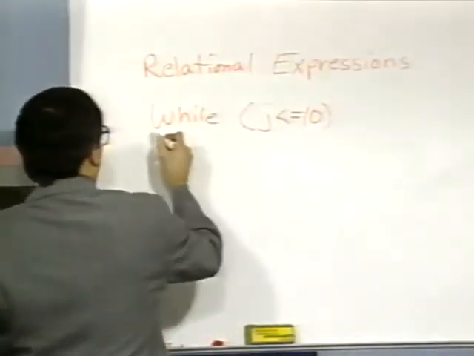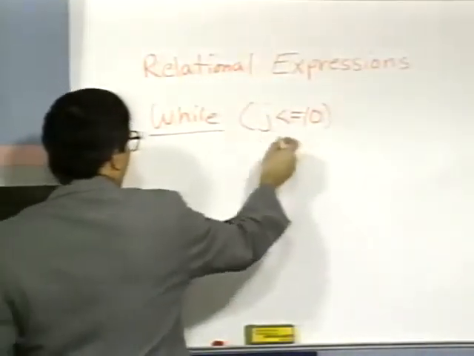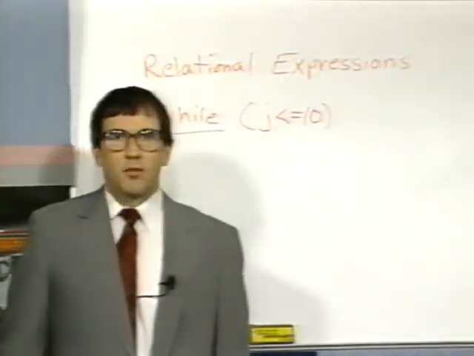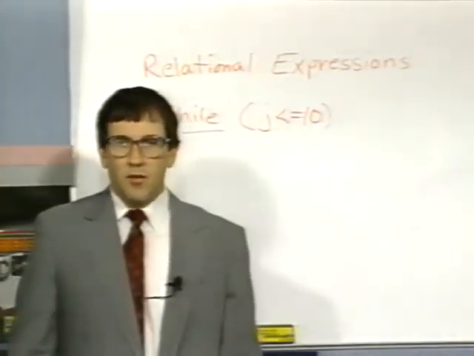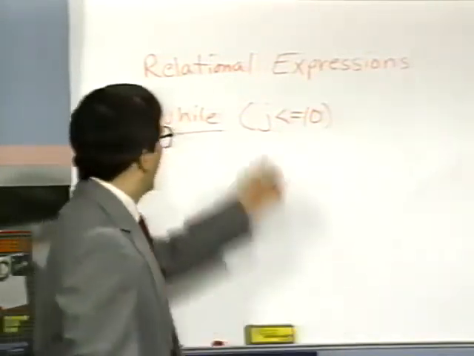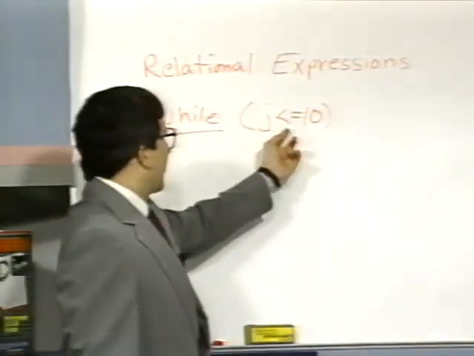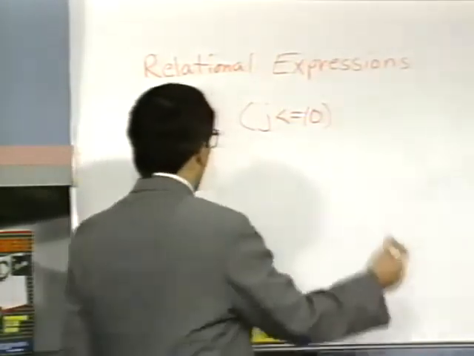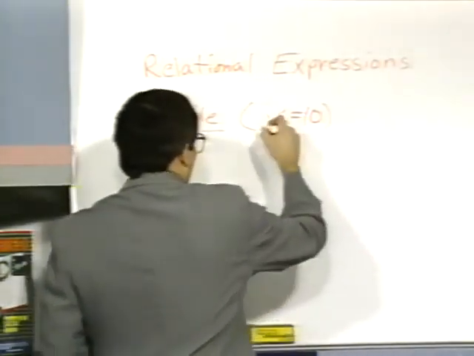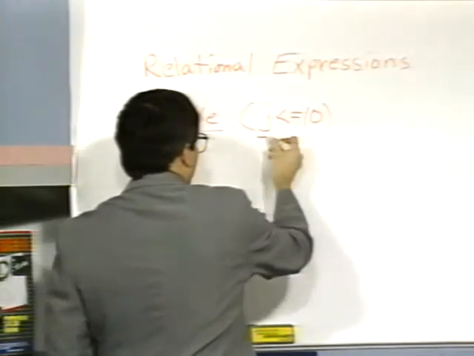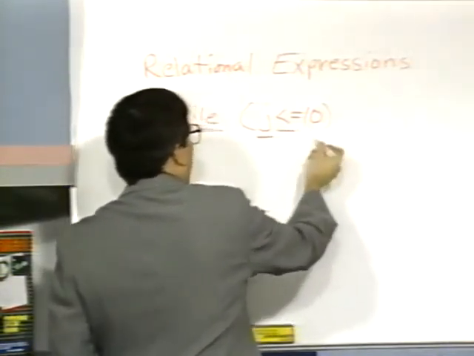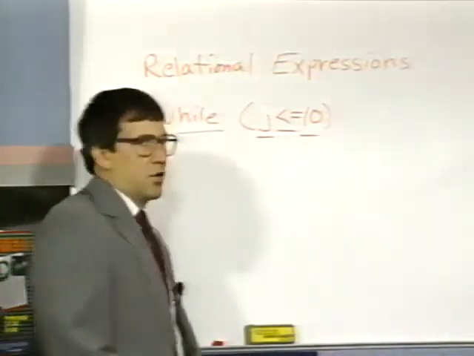In our last program, we had a while statement, and in parentheses, we had a relational expression. A relational expression is an expression that can be evaluated to true or false. j is less than or equal to 10 is either true or it's false. In C, a relational expression is an arithmetic expression separated by a relational operator and another arithmetic expression.